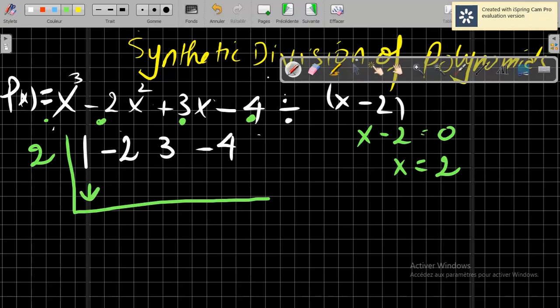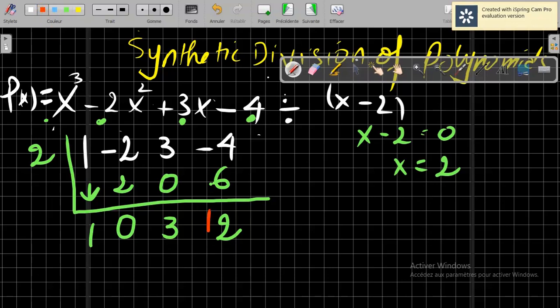Then what you do is, again, you drop down the 1. Then outside of the lines, you need to multiply. So 2 multiplied by 1 is equal to 2 here. -2 plus 2 is equal to 0. 0 times 2 is equal to 0. Then 3 plus 0 is equal to 3. Then 3 times 2 is equal to 6. Then 6 minus 4 is equal to 2. And division is over. We stop here.